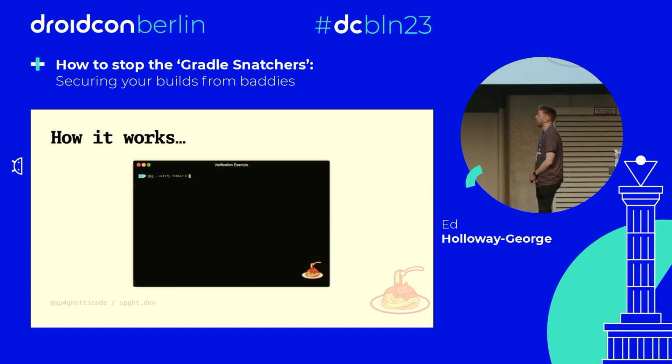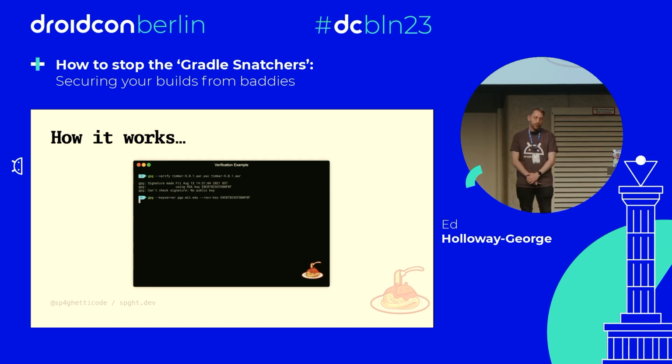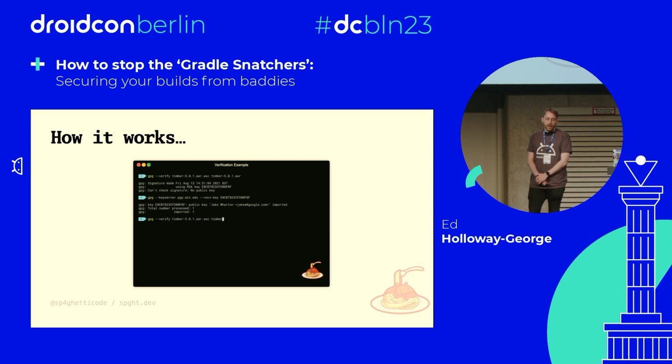And here's a live example of how this would work. In this case, we're trying to verify the Timber AAR file. I don't have the public key for Jake Wharton installed, but this can be fetched, as I said, from the MIT key server. And once that's fetched, we're then able to verify against the ASC file with Jake's public key.